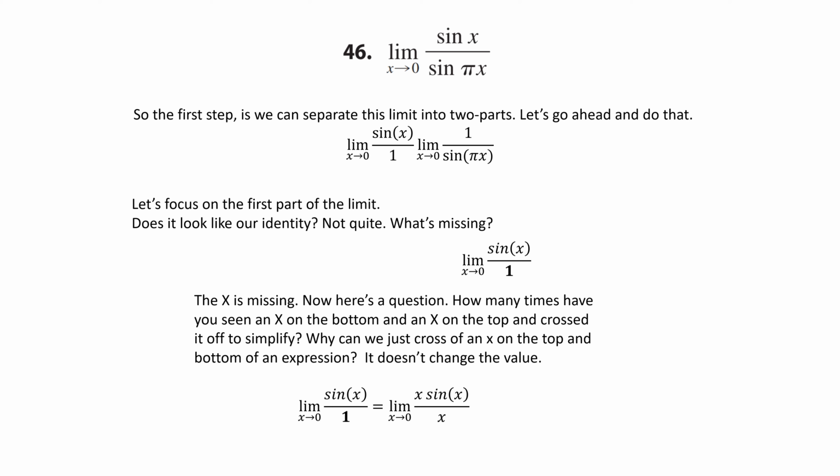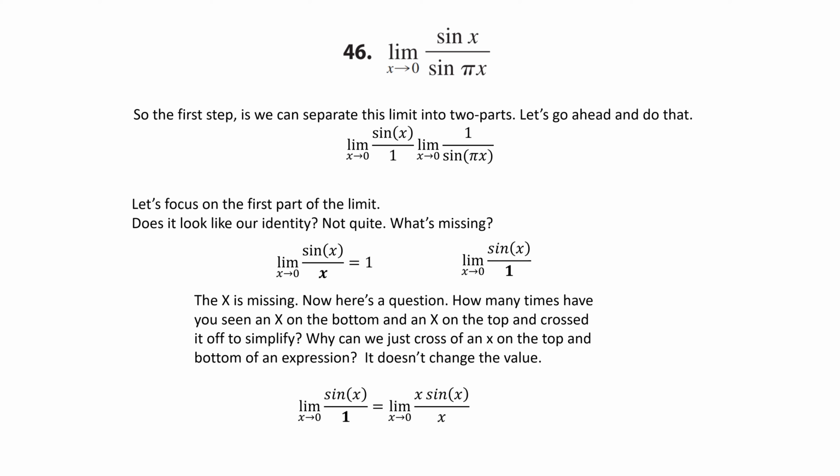Now, if you focus on the first part of the limit, we'll just pretend the second part doesn't exist for a little bit. Does it look like our identity? And the answer is not quite. So what is missing here? I put it in bold so it really stands out, but our limit has an x on the bottom, and our current first term does not have an x on the bottom. So the x is basically missing.